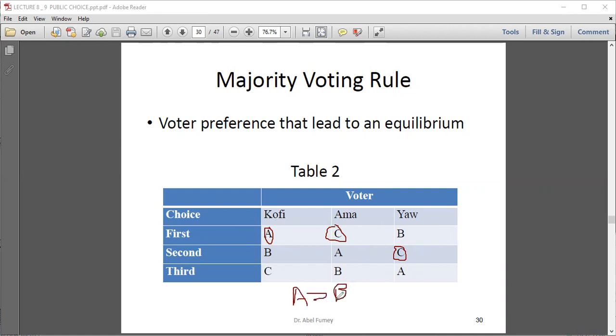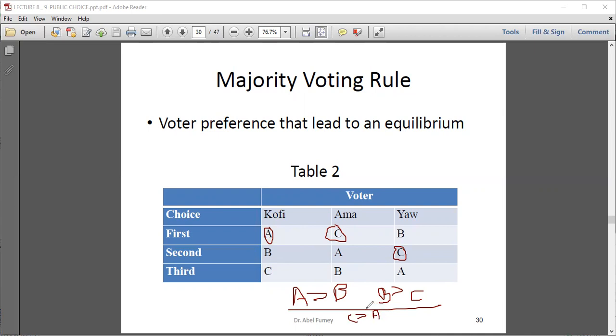When we held a pairwise election between A and B, A won. Then between B and C, B won. So B is preferred to C, and based on the law of transitivity, A must be preferred to C. But that is not what we are seeing here. In an election between A and C, we saw that C wins. C is greater than A.